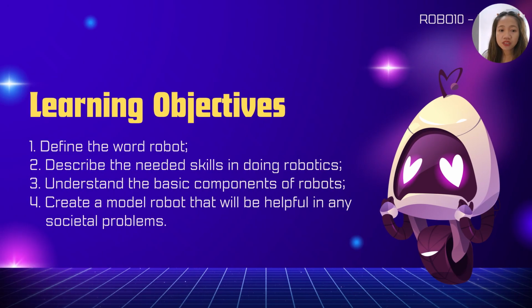For our learning objectives, we will define the word robot, describe the needed skills in doing robotics, understand the basic components of robots, and create a model robot that will be helpful in any of societal problems.